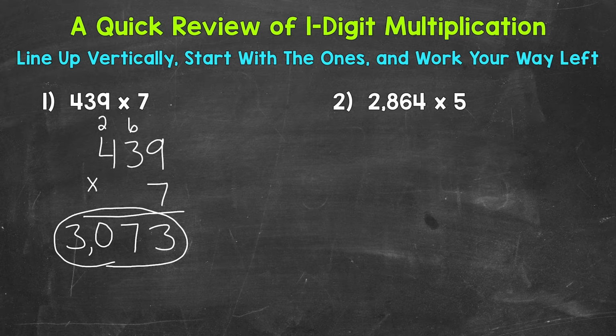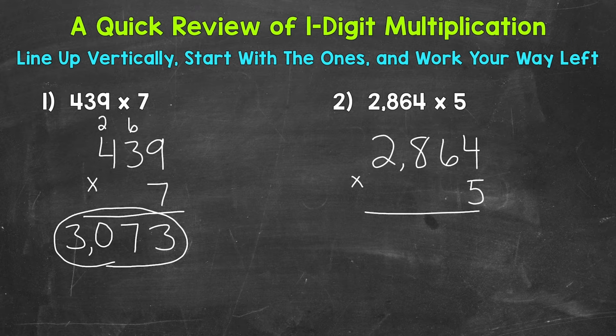Let's move on to number 2 and do another example. For number 2, we have 2,864 times 5. So let's rewrite this vertically. Start with the ones, and then we will work our way left.